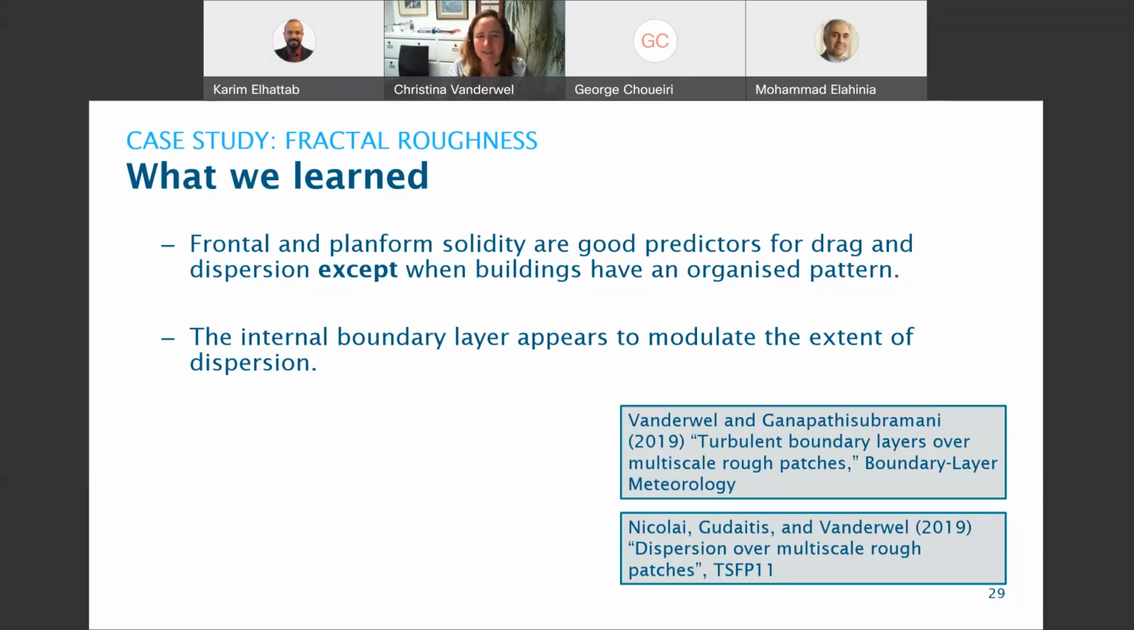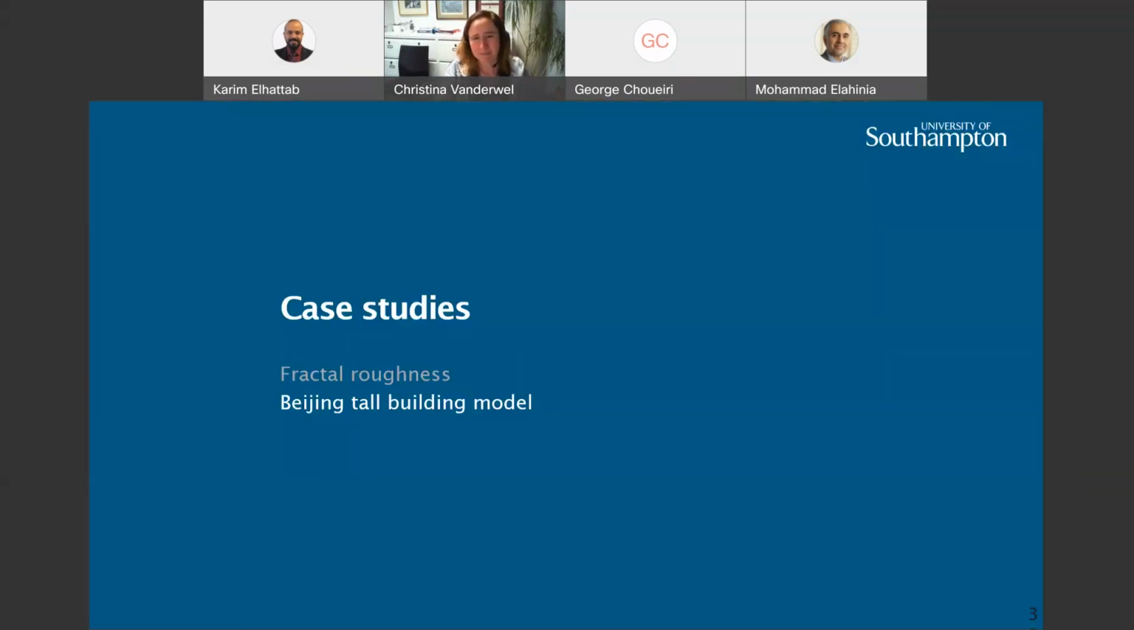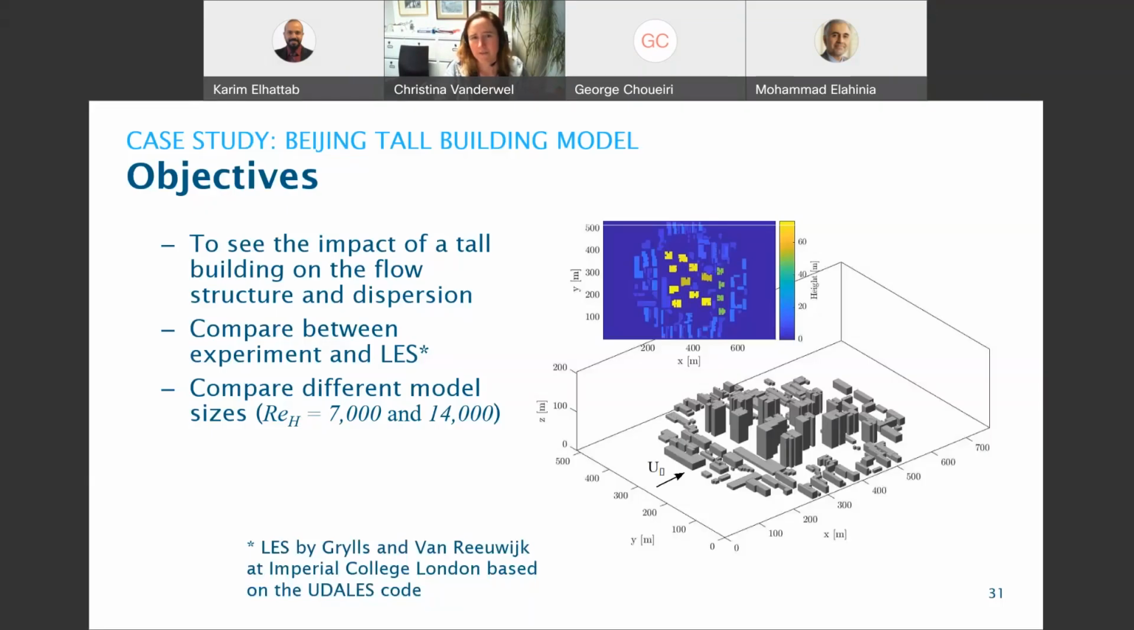So now let's take a look at what a real city looks like. So we're going to look at the Beijing neighborhood in the next case study. And here is a SolidWorks model of the city in question. It was a neighborhood of all low-rise buildings, and then they came in and built 8 or so tower blocks there.